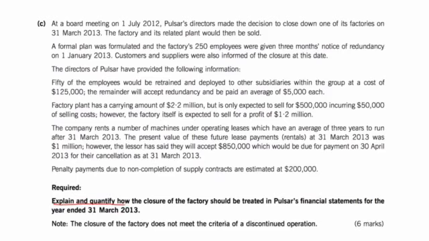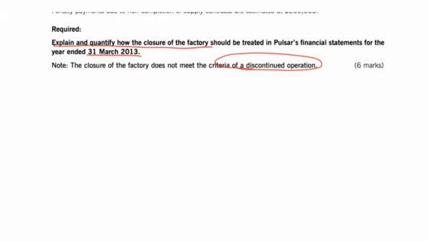So explain and quantify how the factory should be treated. Don't worry about discontinued operations. So go through it. We're doing the 31st of March 13. So 31st of March, off we go.